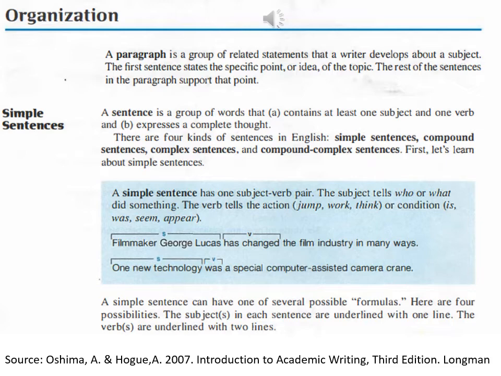First example is filmmaker George Lucas has changed the film industry in many ways. So the subject is the name filmmaker George Lucas and has changed belongs to verb. The second example is one new technology was a special computer assistant camera crane. So the subject is one new technology and the verb is was.